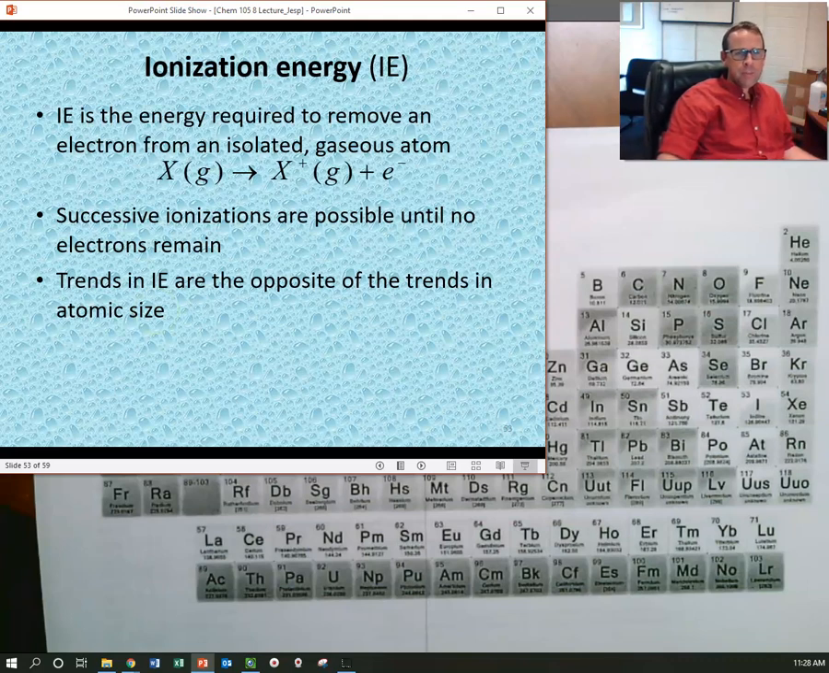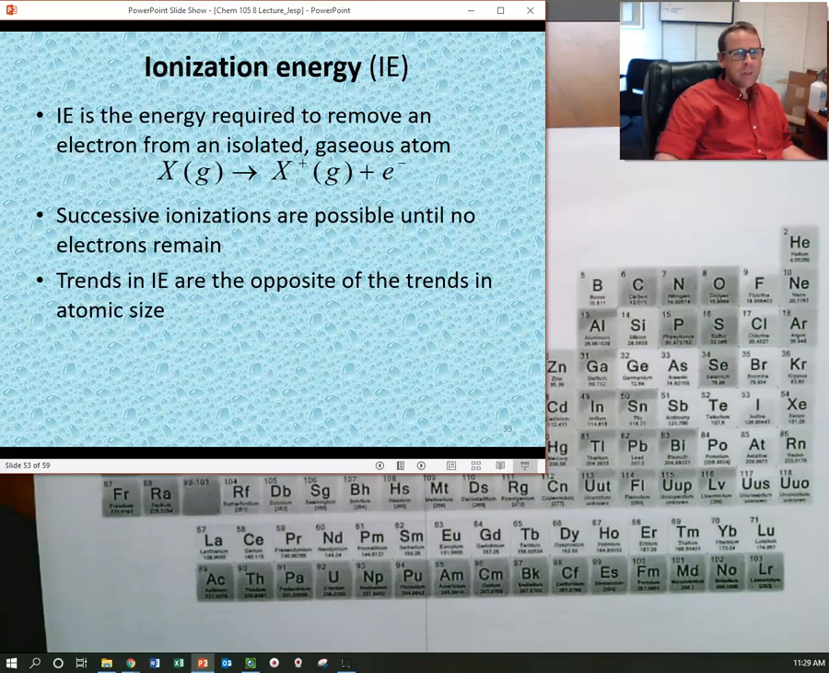Another property, a physical property, which is relatively easy to measure, is what we call ionization energy. It's the energy associated with making an atom an ion. All right?